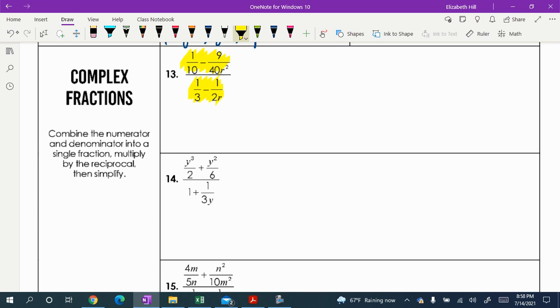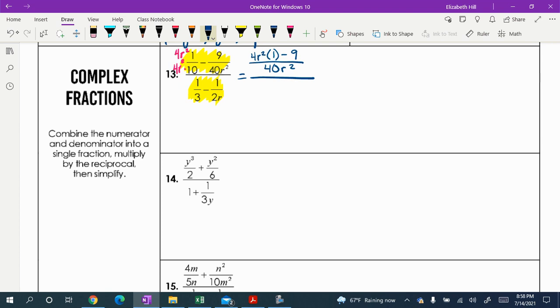My suggestion to you right away is try to simplify your numerator and denominator right away. All right, so if I start with the numerator, I've got 1/10 minus 9 over 40r squared. Common denominator would be 40r squared. So I can multiply here that 10 by 4r squared. I'm going to do that same thing to the numerator here. And that's going to end up giving us, essentially here, 4r squared minus 9 all over 40r squared.